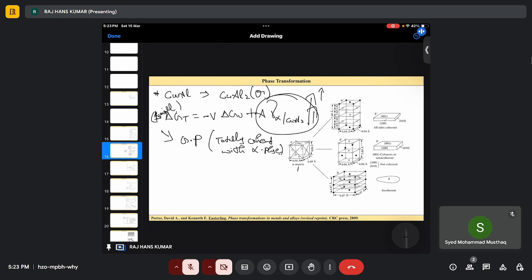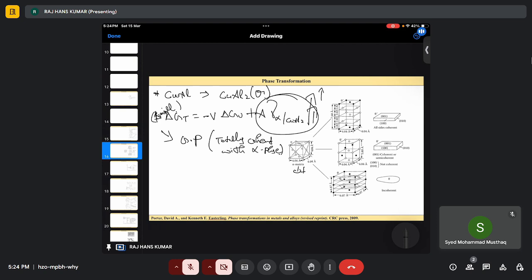What is my alpha phase? This is my alpha phase, which is a cubic structure, right? Why? Because all three sides are equal. It is 4.04 angstroms, right?